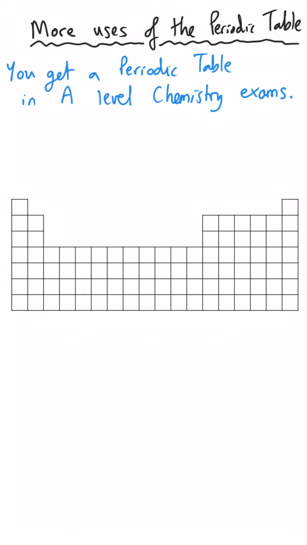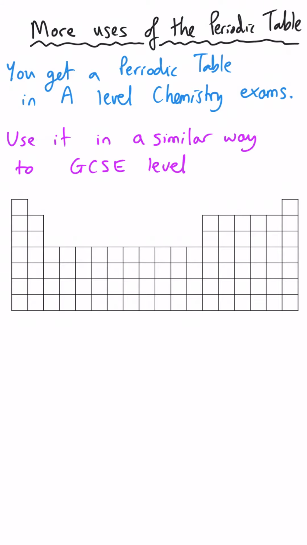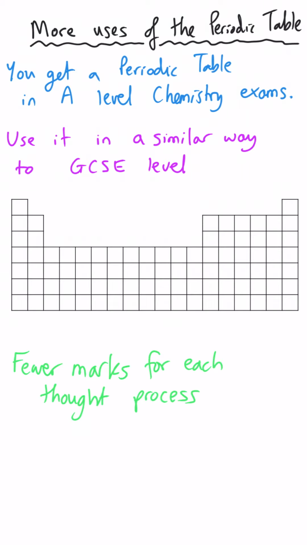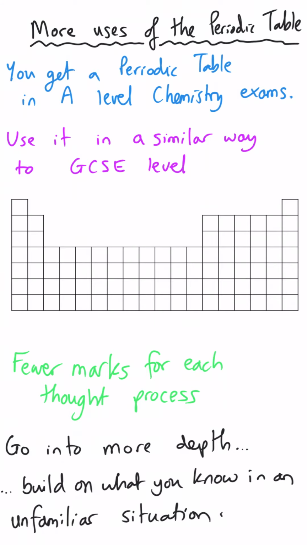Just like at GCSE level, you get a periodic table in the A-level chemistry exams, so you don't need to learn any names or symbols. And in fact, you do end up using it in a very similar way to GCSE level, except maybe the biggest difference is that you might have fewer marks for a task that you would have got at GCSE level, or maybe you're going to be required to go into something more deeply at A-level and perhaps build on something that you can derive from the periodic table, but apply it to an unfamiliar situation, and that's where you'll get the marks in the A-level question.